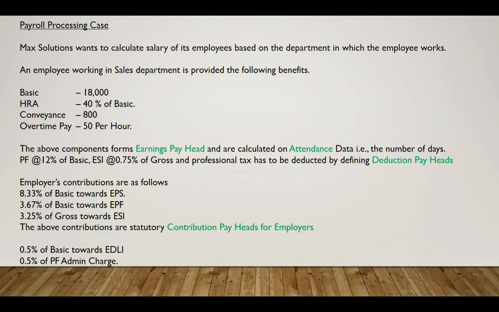So you can look at the pay structure. It consists of basic, HRA, conveyance and overtime pay, and these form earnings pay heads. So we are required to define those pay heads, and the earnings of an employee is based upon the attendance data, like the number of days he is present or absent, and the overtime which he does.